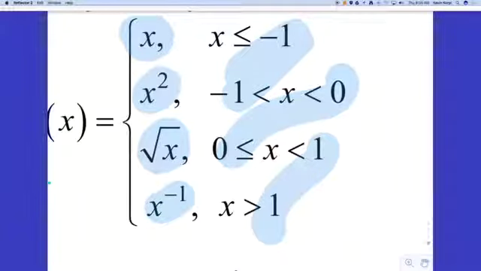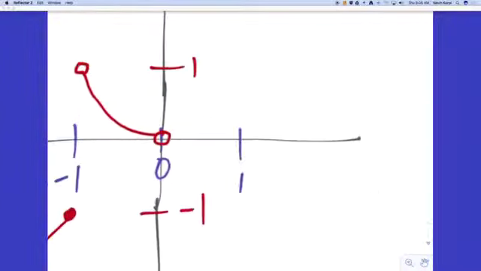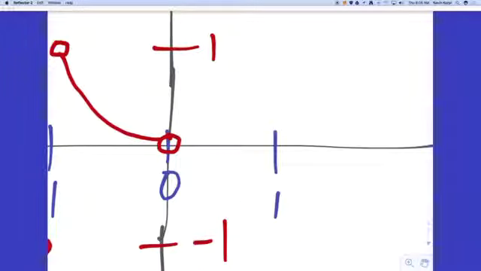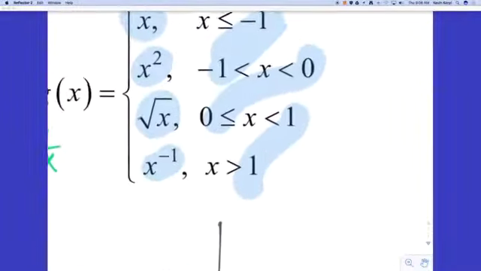Solid or open? Solid. So at the origin, we put a solid dot. How do we put a solid dot at the origin if there's already an open circle? Just fill it in, right? Yay. And now we need the limit from the left of 1.